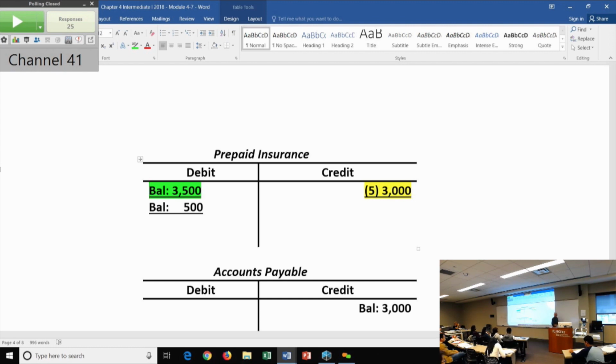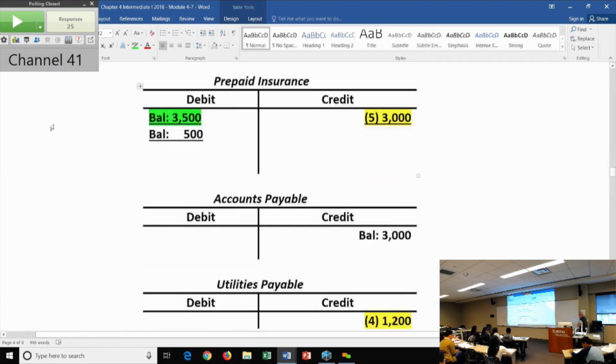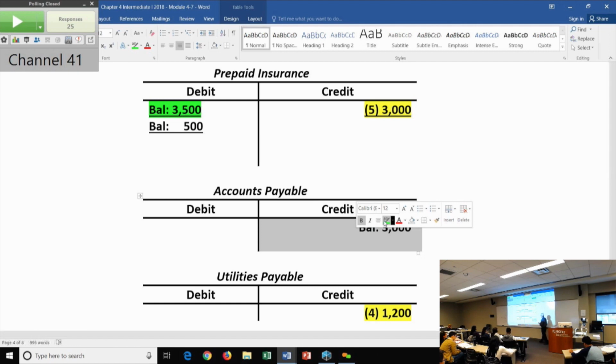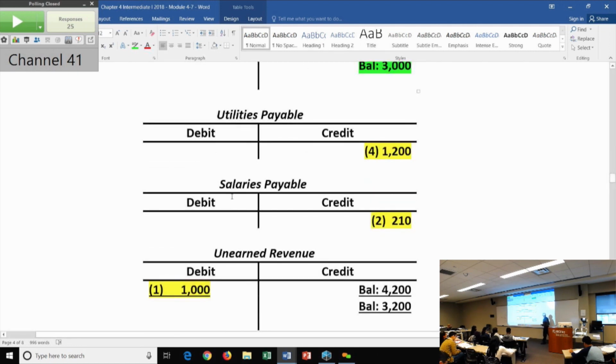Accounts payable, the balance was given to us at 3,000. So we have that already. Utilities payable was created in the adjustment process, 1,200. Salary payable was created in the adjustment process, 210.